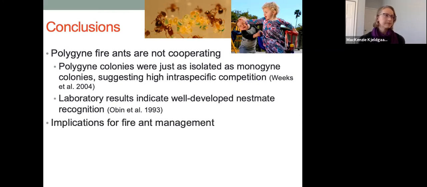1993. This has important implications for fire ant management because the idea based on those previous assumptions was that if you had a field site of all multi-queen colonies, if they're sharing with each other, then theoretically you would need less insecticide to try and kill these fire ant colonies. But based on these results, these multi-queen colonies are just as isolated as these single queen colonies. So we really need to treat them exactly the same way.